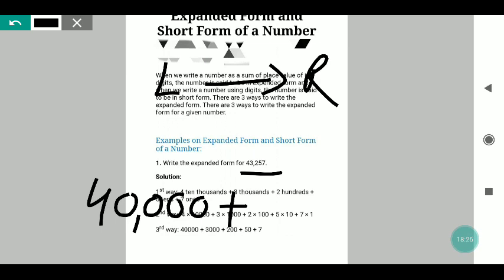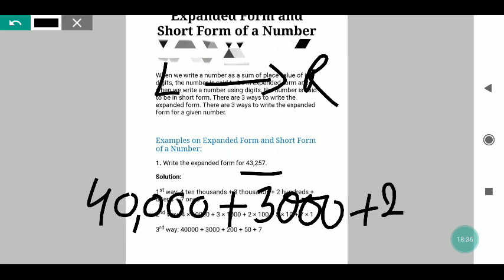After 4, which number is there? 3. So after 3, how many digits are left? 3. So how many zeros? 3 zeros. Same way, after 2, how many digits are left? 2. So after 2, 2 zeros. Same way, again the plus sign. After 5, how many digits? 1 digit. So 1 zero. Then after 7, nothing is left.